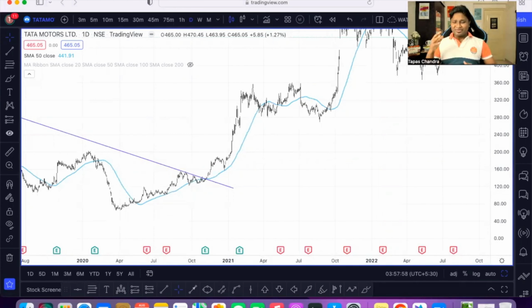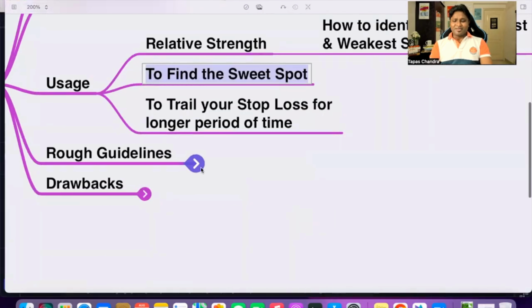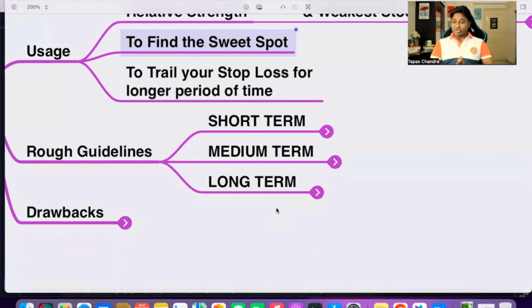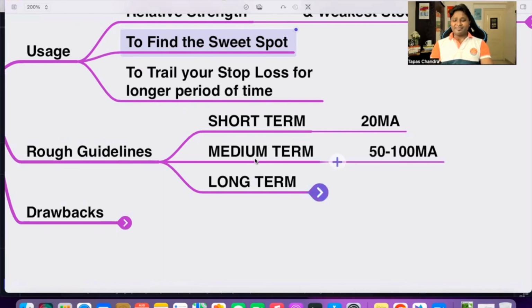There are rough guidelines. Based on the rough guidelines, we can think that if you are holding any stock for a short period of time, then the 20 moving average is best suited for that. If you are holding any stock for a medium time frame, in that case 50 to 100 moving average is more suited. And if you are holding the stock long term, then the 200 moving average is the one which we have to go for. So the short term moving averages are the ones where the drawdown will be less.